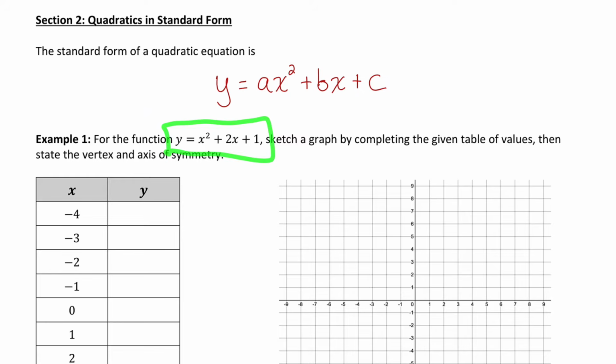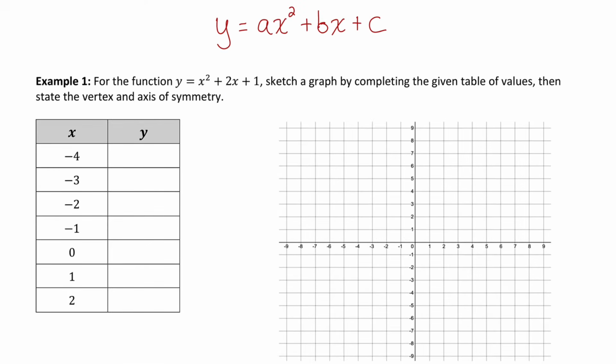Let's sketch a graph of it by completing the given table of values, and then state the vertex and the axis of symmetry. So in this table of values, I've picked the x values for you. Now to get the y values, we'll have to use this equation that tells us the relationship between the y and x values of all the points that make up the quadratic. The equation tells me that the y values are equal to x² + 2x + 1. So I'll just take each of these x values and replace the x's in this equation to calculate y.